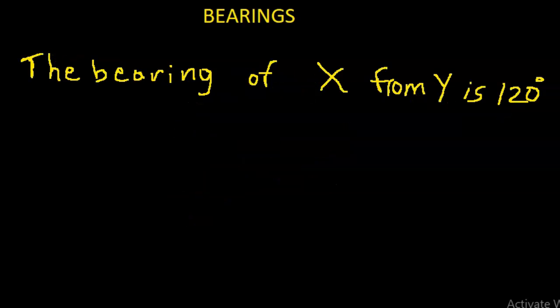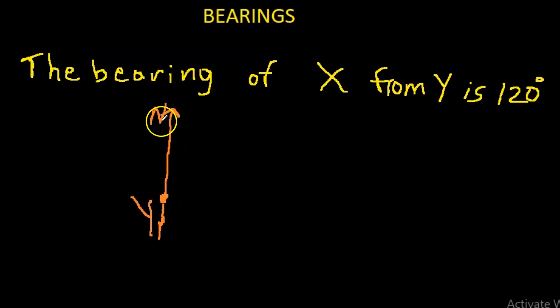Now, how about this one? The bearing of X from Y is 120 degrees. So what's the first point to put down? Where are we coming from? We're coming from Y. So you first establish where you're coming from. That's the first point to put down. And of course, you put down a line running north of the point. Always. And of course, sometimes we extend it a little bit down south. So here's the point Y.